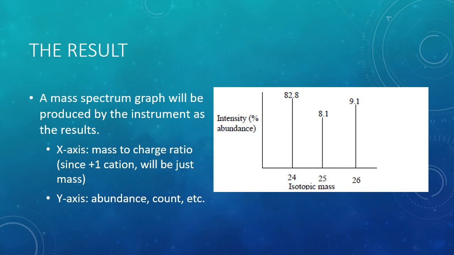On the x-axis, you will find the mass-to-charge ratio. Usually this is often simplified to just mass, since the charge is usually +1. So it would be mass divided by 1, which just leaves the mass.